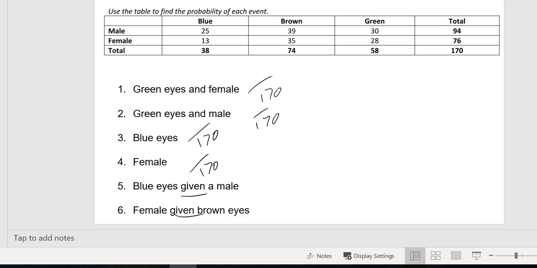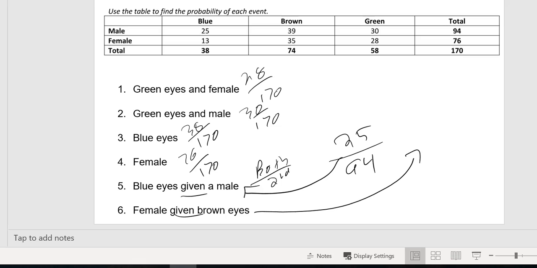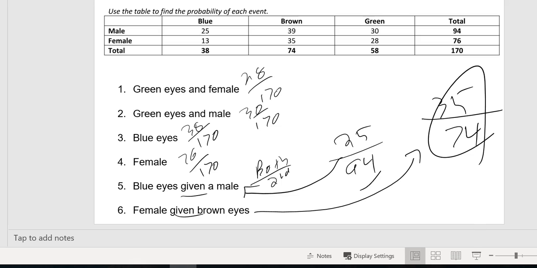Green-eyed males, green-eyed females, 28. 30, blue eyes, 38, female, 36, blue-eyed male, so both. So how many blue-eyed males do we have? 25. And how many males do we have? 94, so that goes with this one. Then we're on top as well, so how many females with brown eyes? Female, brown eyes, 35. How many brown-eyed? We have 74. There we go.